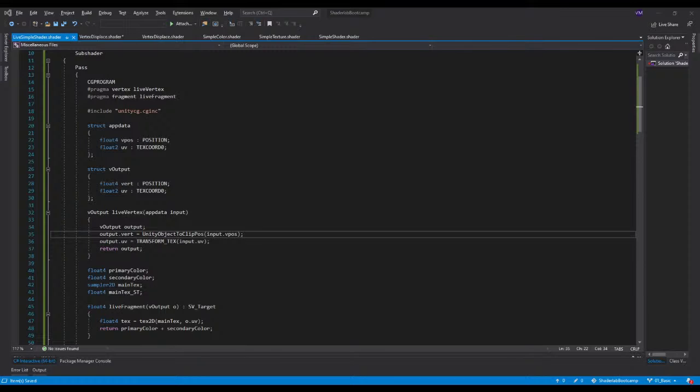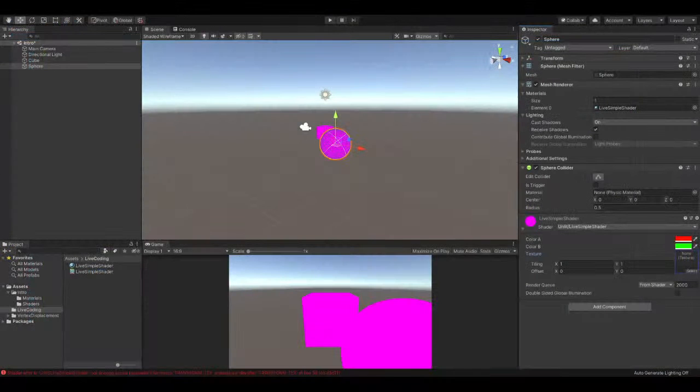I have written the name wrong. One second. It has to be UnityCG.cginc. And now let's quickly go and see if it is right or wrong. And it is wrong. It is completely wrong. So what does it say?